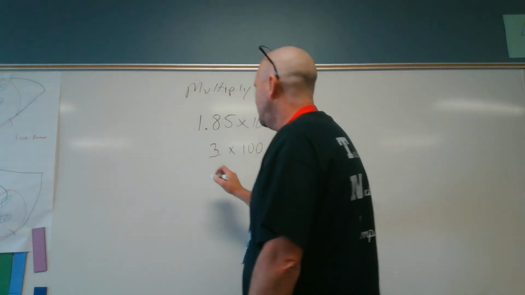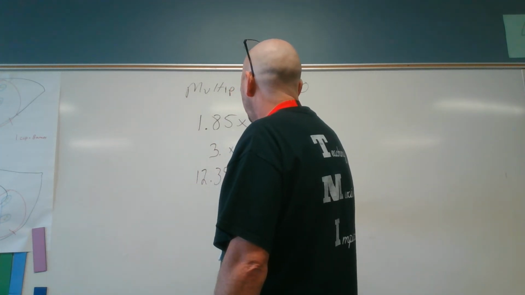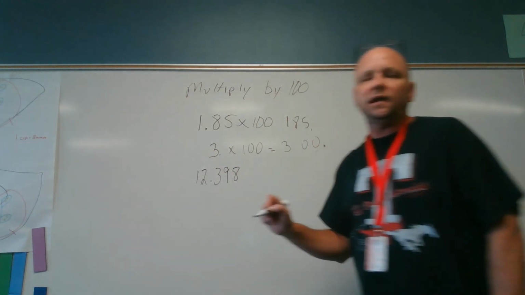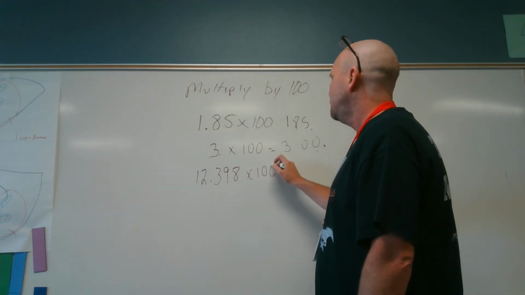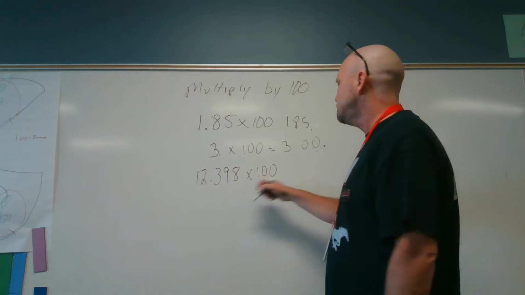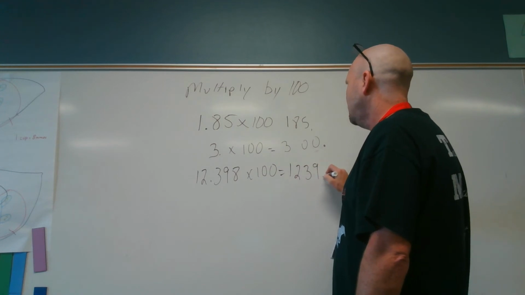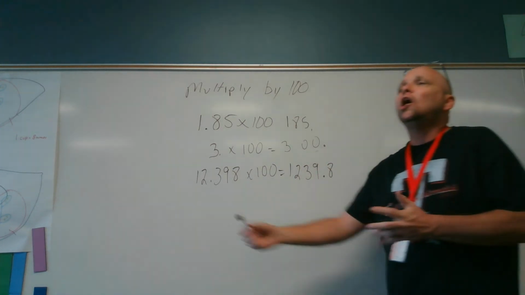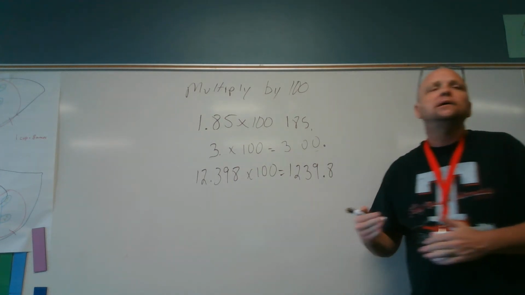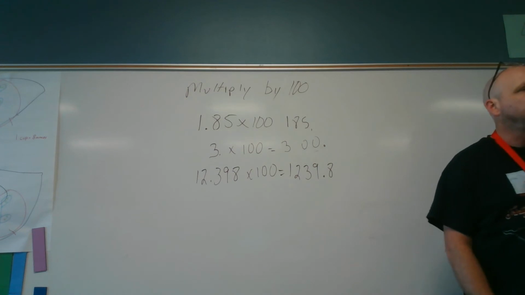If I have 12.398, 12 and 398 thousandths, and I'm multiplying that by 100, I still move it 2 places. I have equals 1,239 and 8 tenths. That's a lot of money. All you are doing is moving the decimal point twice if you're multiplying by 100.